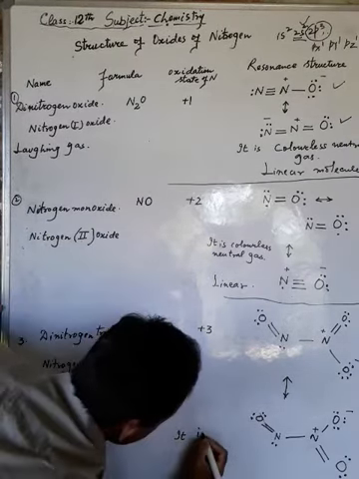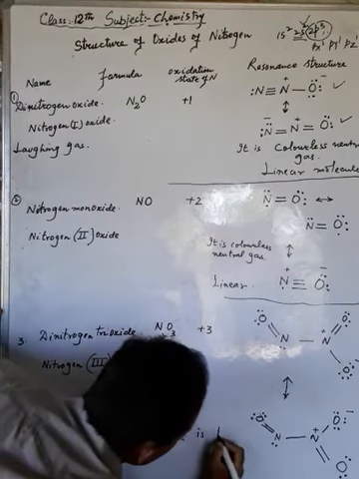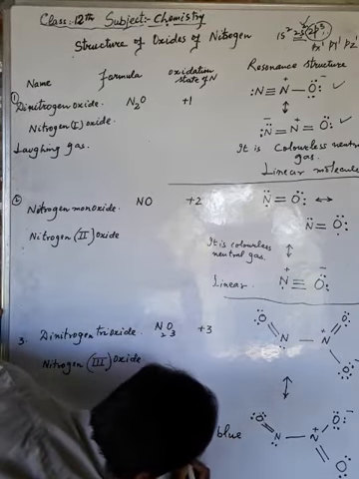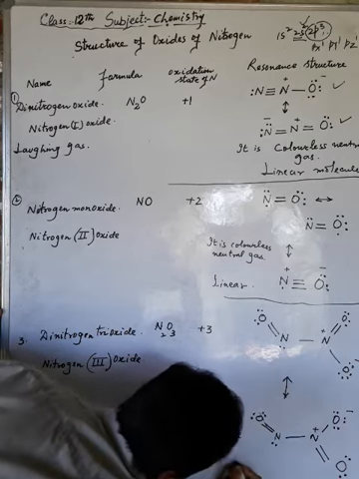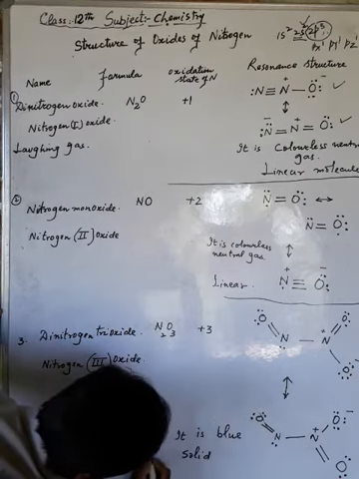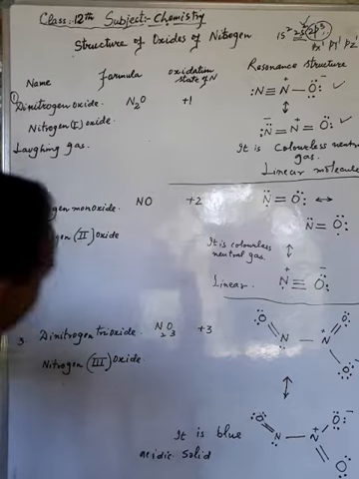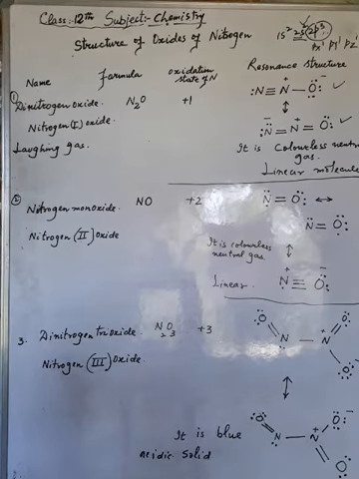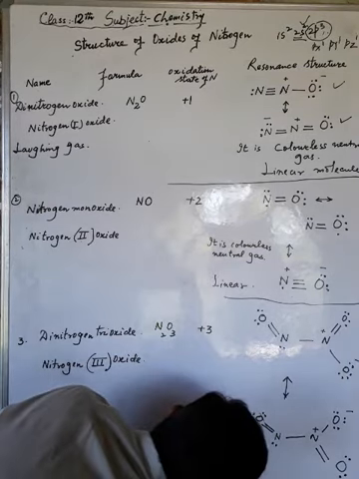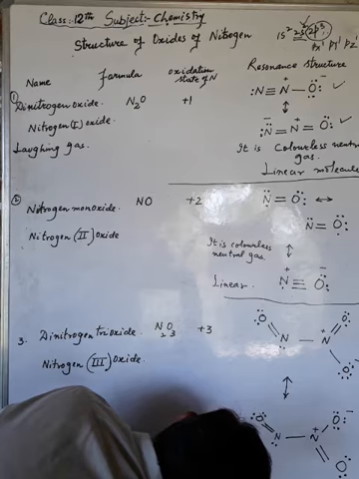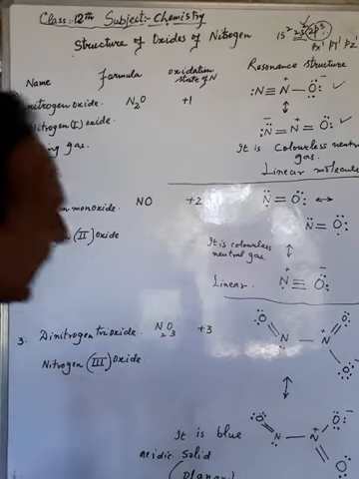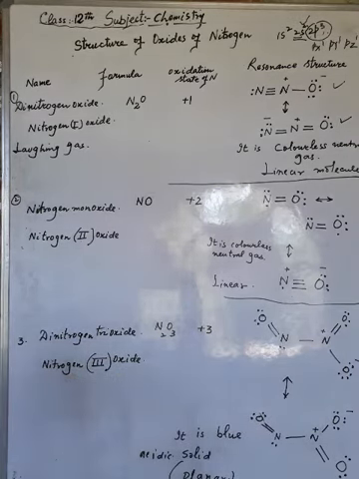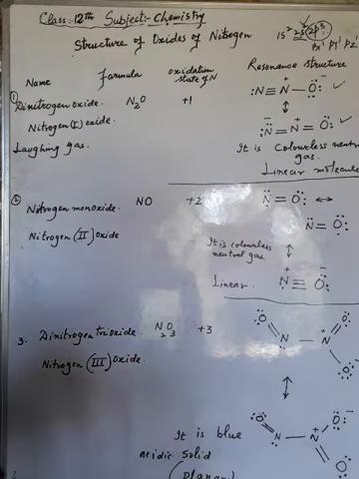It is a blue, solid, acidic solid. N2O3 is a blue acidic solid. It is a planar molecule. तो ये planar है. Now we have 3 more, and I will rub the board and write here 3 more.